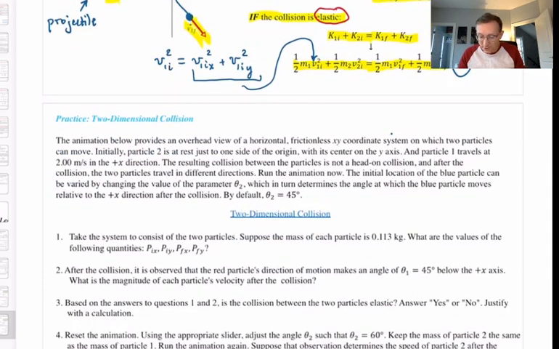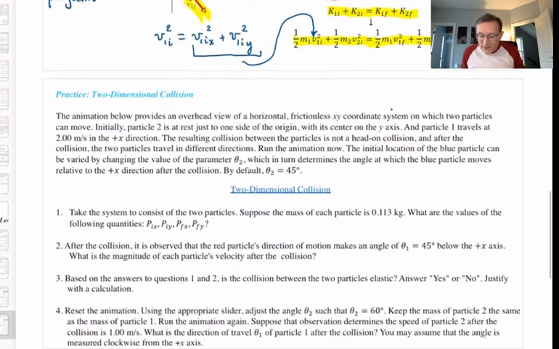Okay, here's the situation. The animation I'm going to show you provides an overhead view of a horizontal, frictionless XY coordinate system on which two particles can move, like the picture I just showed you. Initially, particle 2 is at rest just to one side of the origin, with its center on the y-axis. And particle 2 travels at 2 meters per second in the plus x direction. The resulting collision between the particles is not a head-on collision, and after the collision, the two particles travel in different directions. Run the animation. Well, then maybe we should do that.